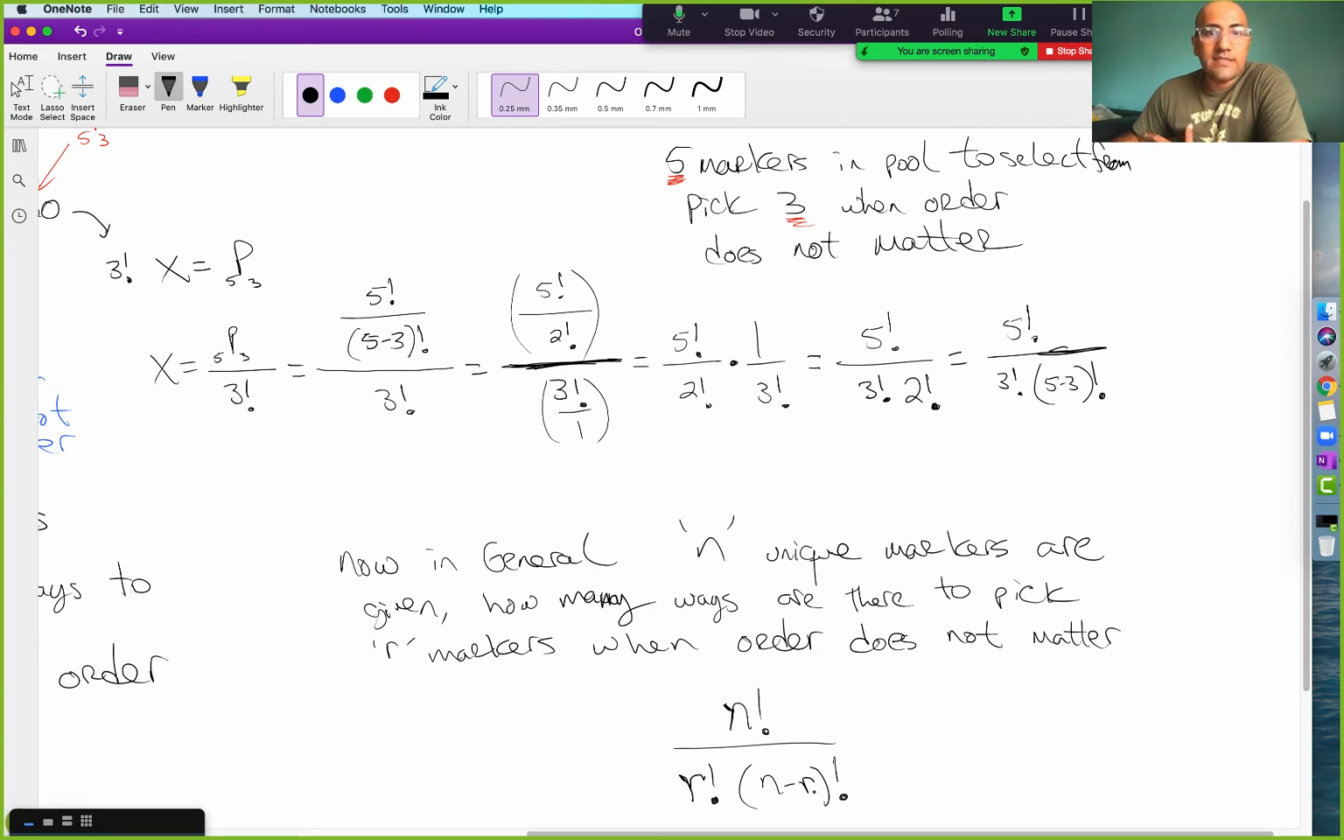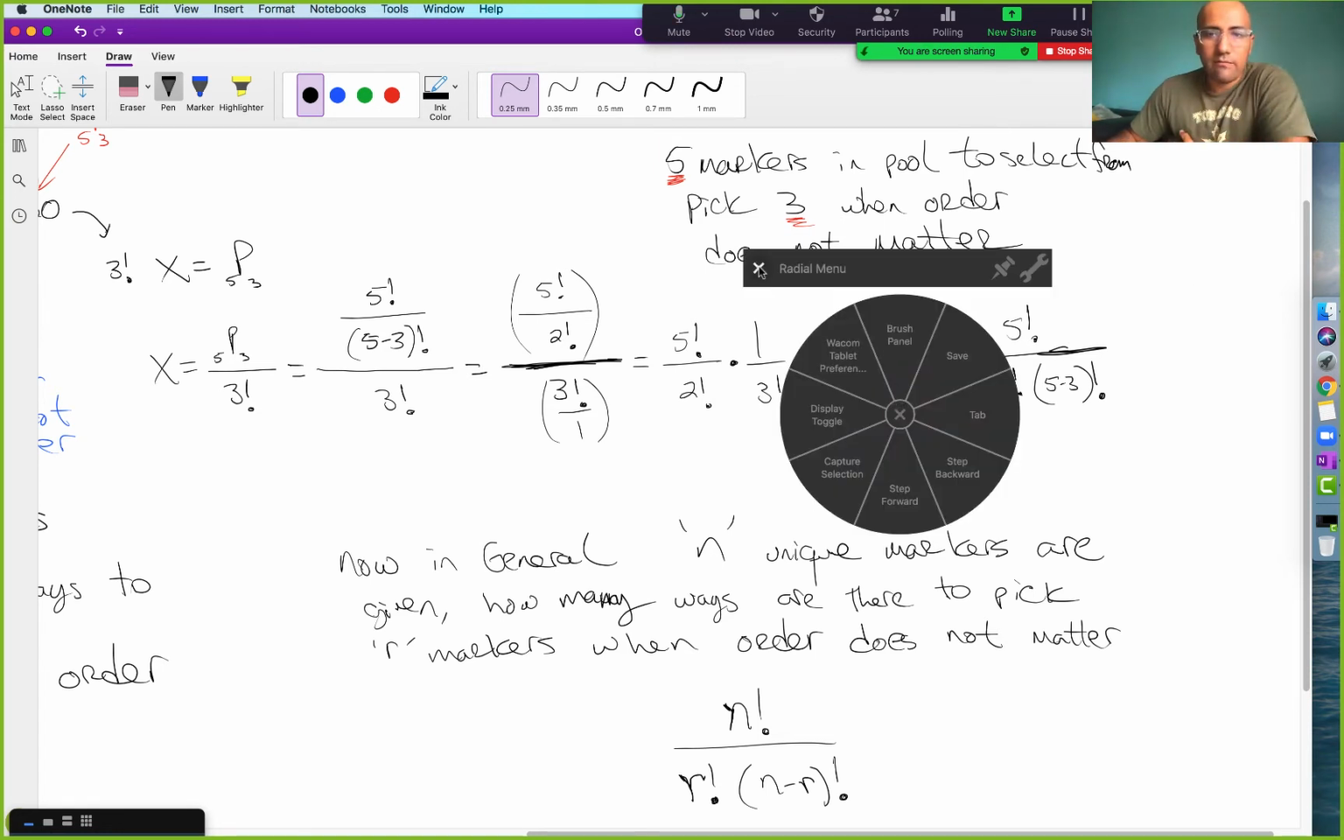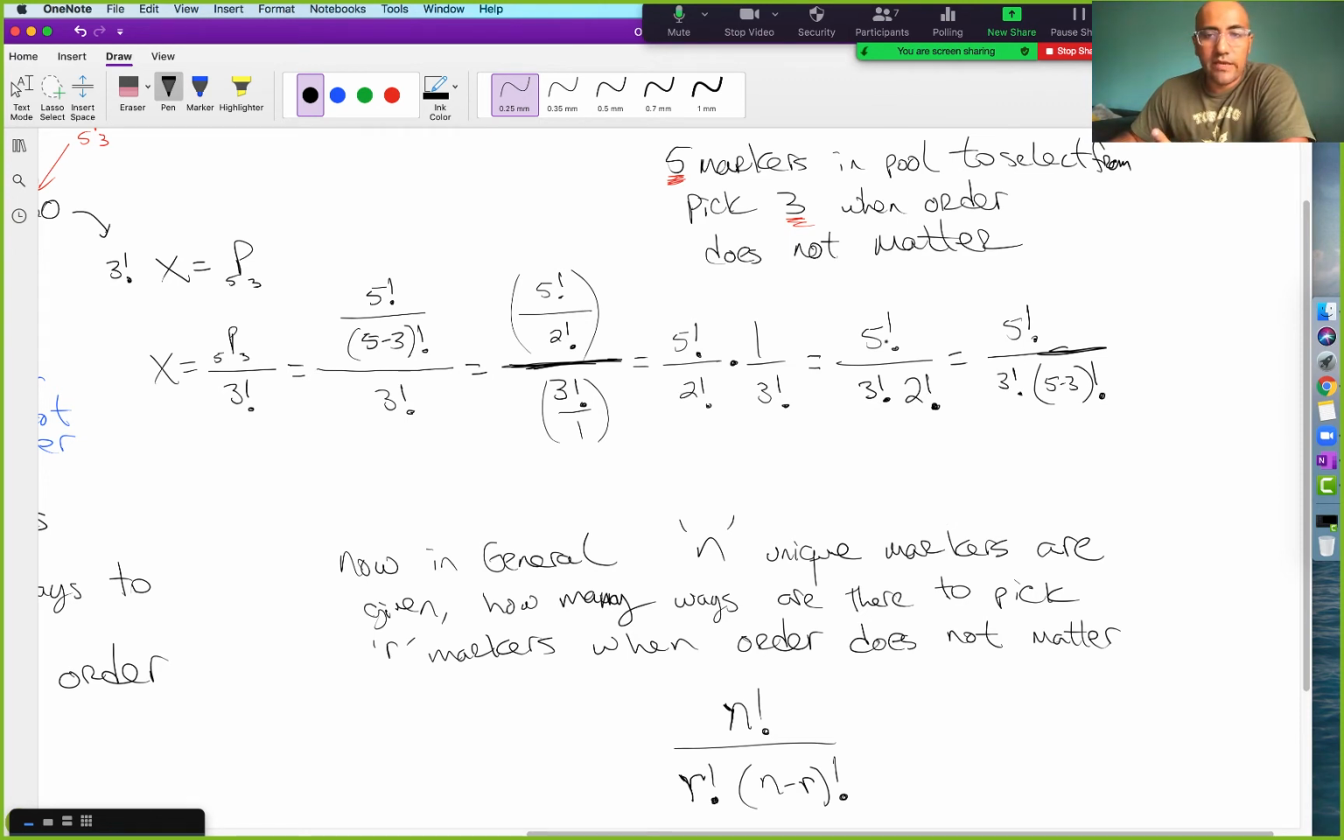r is the ones left behind that didn't get selected, right? If you had a total of 5 and you're choosing 3 markers, that means that 2 of them don't get picked. So it's actually not a bad formula to remember without really memorizing this whole thing. You could just say the total number that you have to choose from divided by these 2, and this is the number that you pick, and then the number that you don't pick.